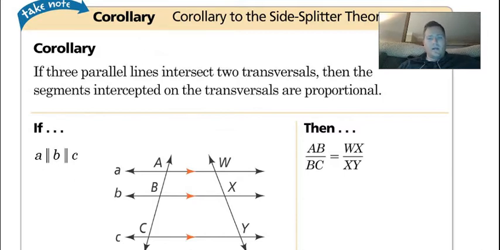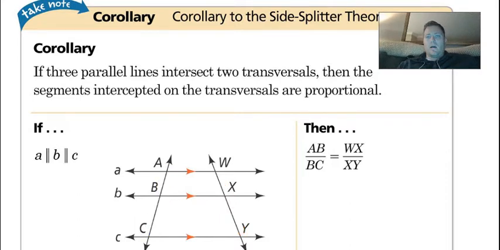So we see that AB right here is going to be proportional to BC. Those are going to be proportional. And we see that WX and XY are also going to be proportional. So when we have that line that goes through the middle, and if it's parallel, then we know that the different sides are going to be proportional.